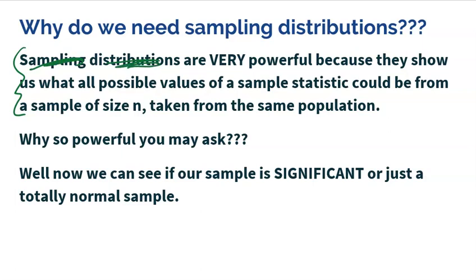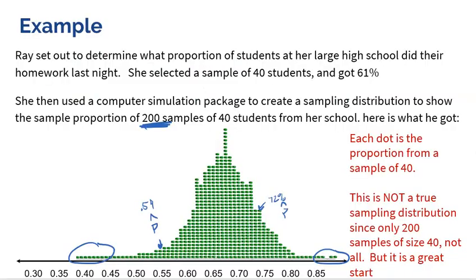Now, why do we need them? Because they allow us to see if our sample is significant or not. Let's go back to this example looking at the proportion of kids that do their homework. Notice that Ray's sample came back at 61%. Is her sample significant? Well, 61% is somewhere right around here. And there were plenty of samples that were even lower than her sample.